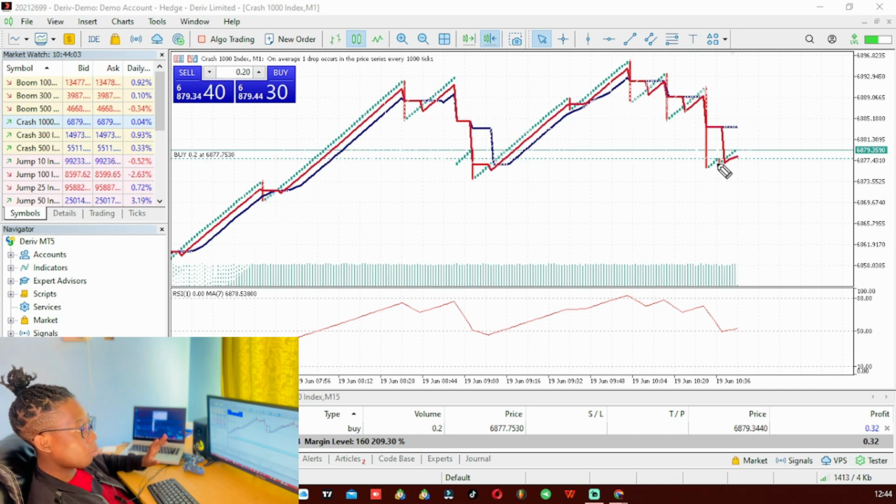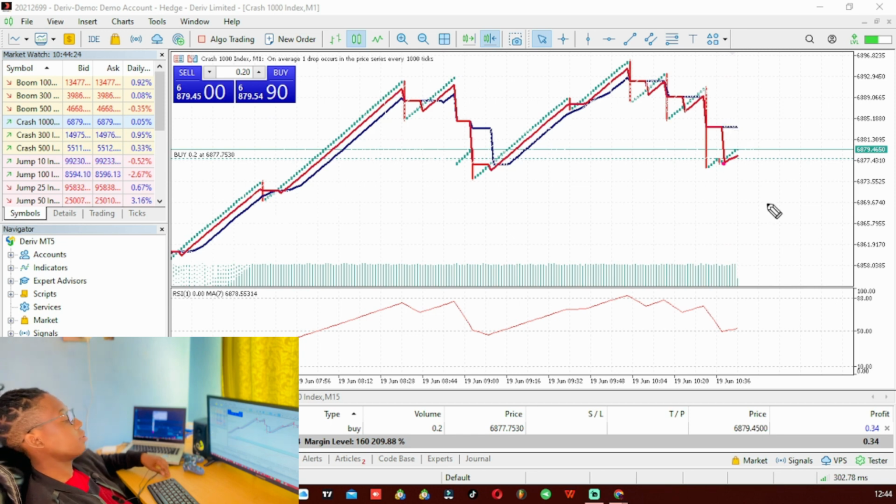So I said when it comes to Crash 1000, you buy when the red Ichimoku line is below the candles, then you close once this blue line crosses the candles. So I'm simply waiting for that, then I'll close. So I'll probably make about $0.5. That's when to close. So let me just show you some past examples.